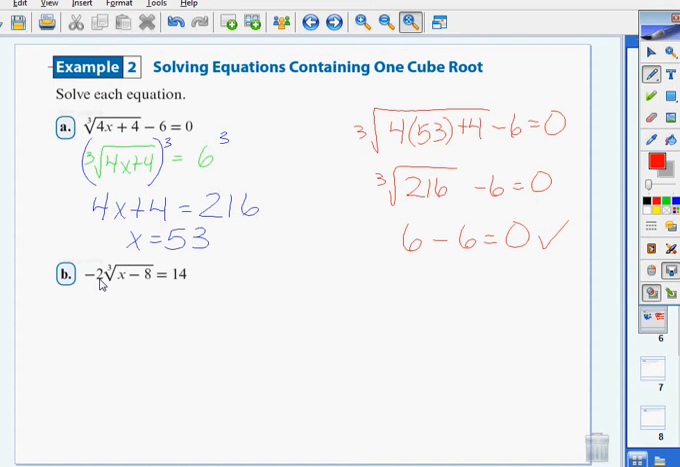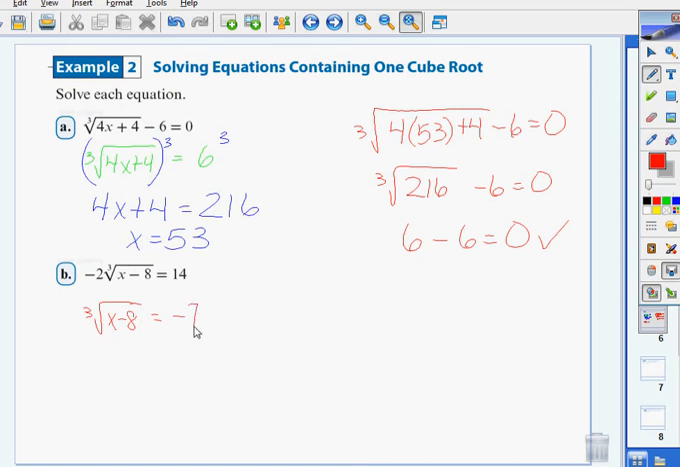So when I say the radical needs to be by itself, I mean the radical must be by itself. So if there's a negative, even if there's just a negative sitting in front of the radical, divide everything by -1 before you try to start doing the squaring or cubing thing. Make sense? Okay, so let's divide everything by -2. So we can do this in our heads, right? So that gives us the cubed root of x minus 8 is equal to -7, right?